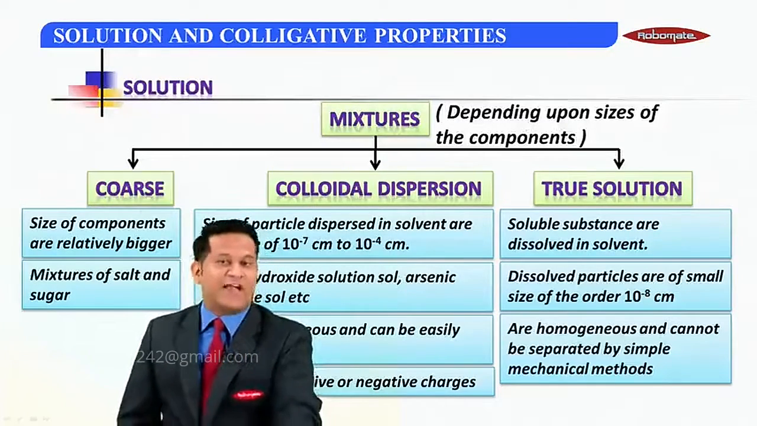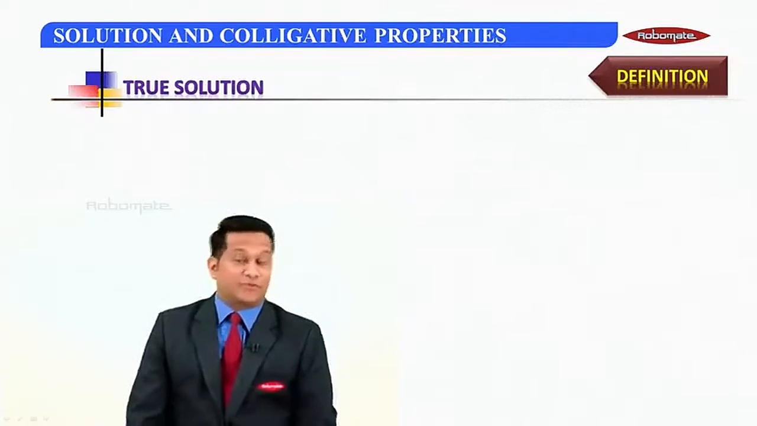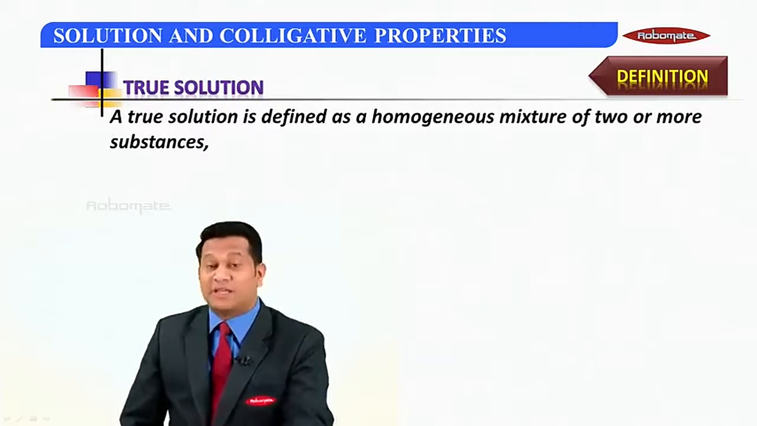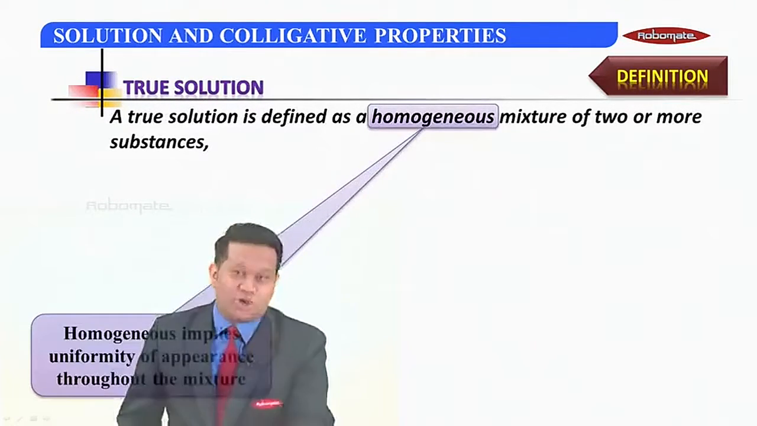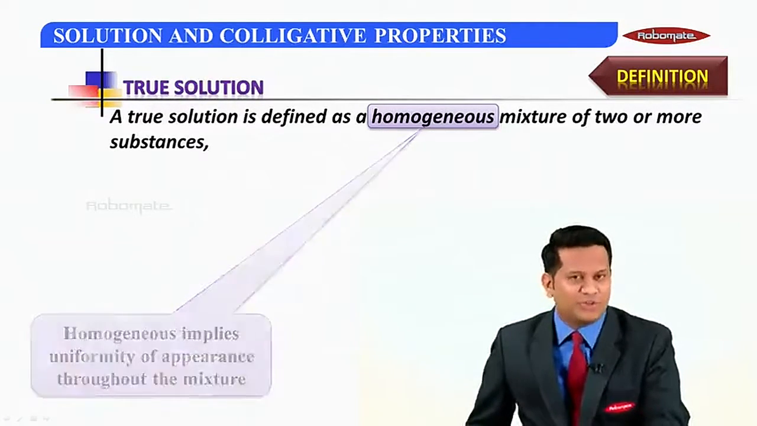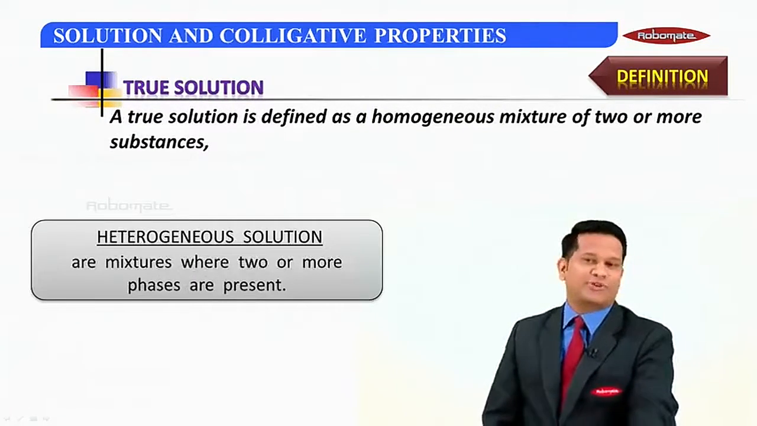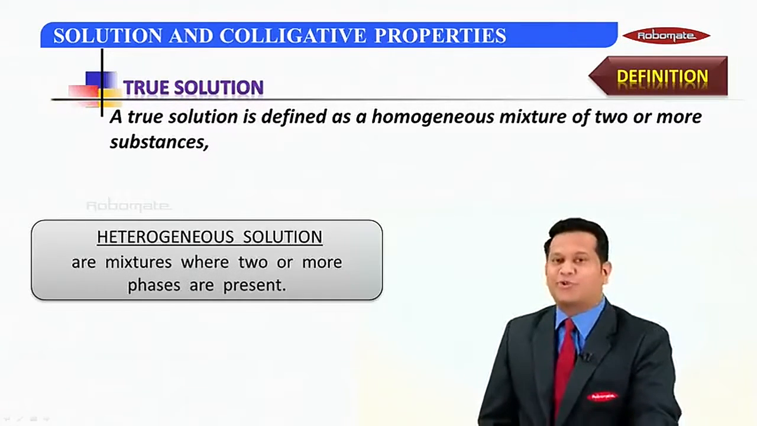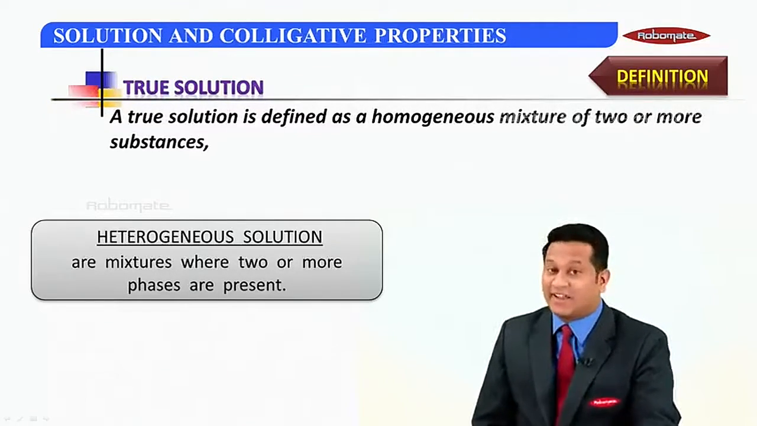In this particular chapter, we have to discuss true solution in detail. So let's have a look at the definition of true solution, which says that a true solution is defined as the homogeneous mixture of two or more substances. Now when I say the word homogeneous, it implies uniformity of appearance throughout the mixture. There is one more word which keeps repeating, that is heterogeneous. What do you mean by heterogeneous? Heterogeneous mixtures are the mixtures where two or more phases are present. That's a basic difference between homogeneous and heterogeneous.